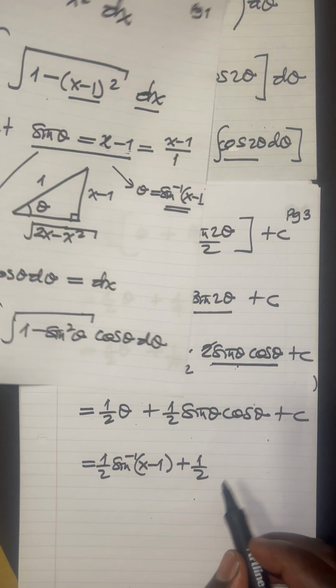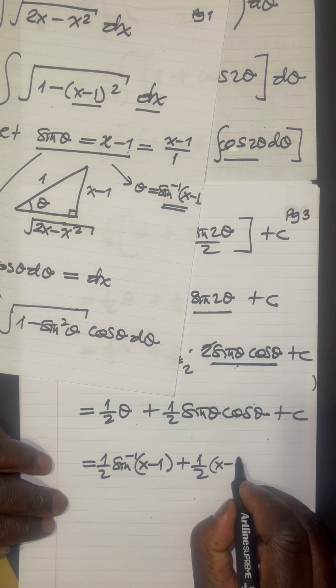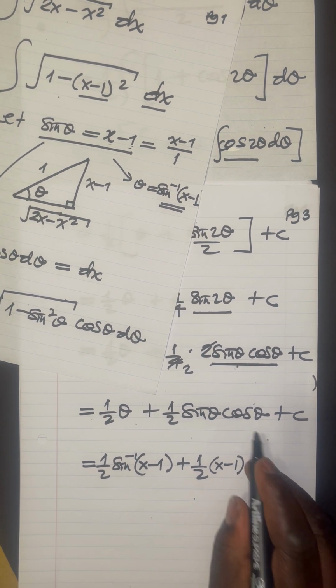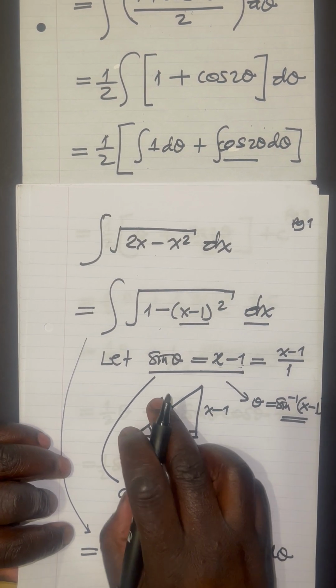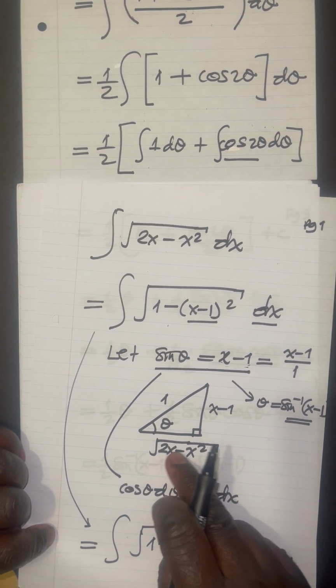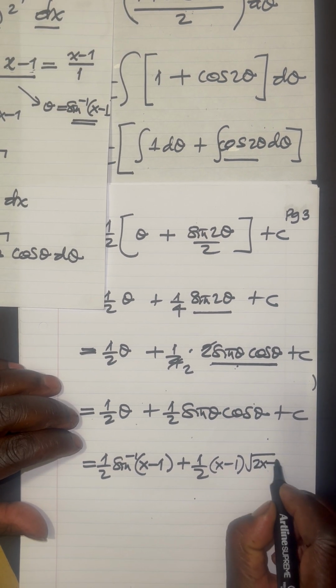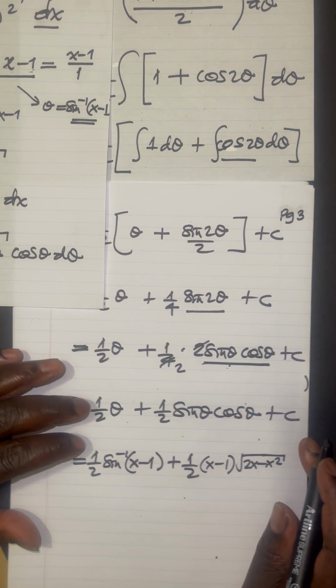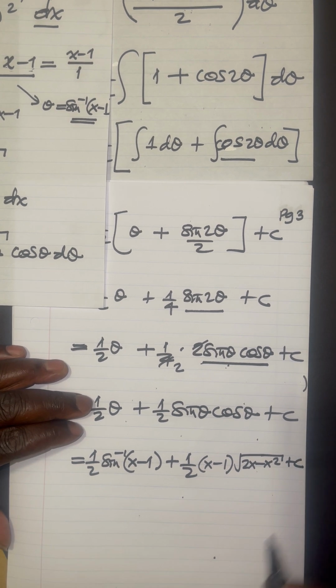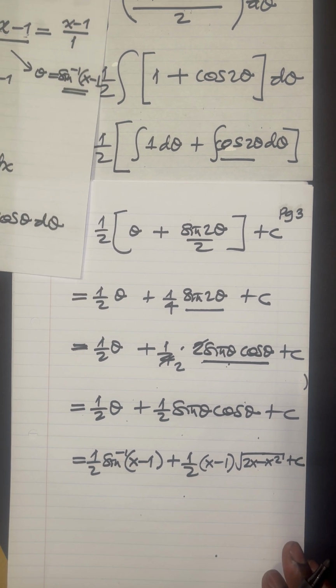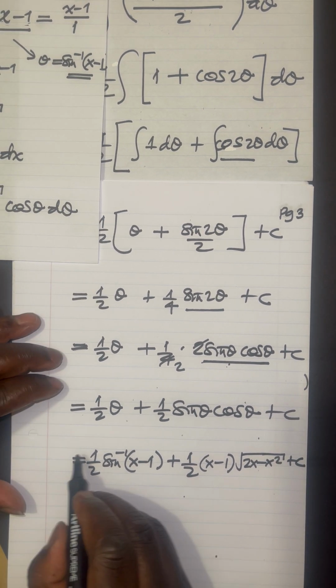What is sine theta? Well, sine theta is x minus 1. So I'm going to have x minus 1. What is cos theta? Well, if you look at this triangle here, cos theta is just going to be this expression over 1, which gives us this expression, square root of 2x minus x squared. So I'm going to have square root of 2x minus x squared. And then I must say plus c, because we're dealing with an indefinite integral here. So this would be our final solution.